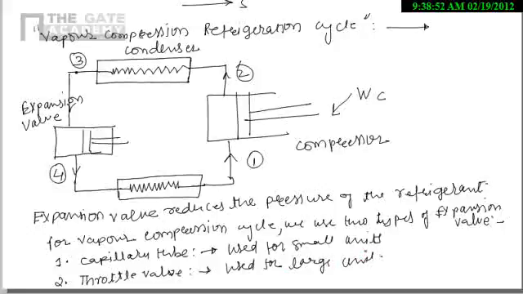So basically the expansion valve is used for reducing the pressure from the condenser pressure to the evaporator pressure. This one is the evaporator. So for reducing the pressure from condenser to evaporator we are using this expansion valve. The capillary tube is used for small units and the throttle valve is used for large units.